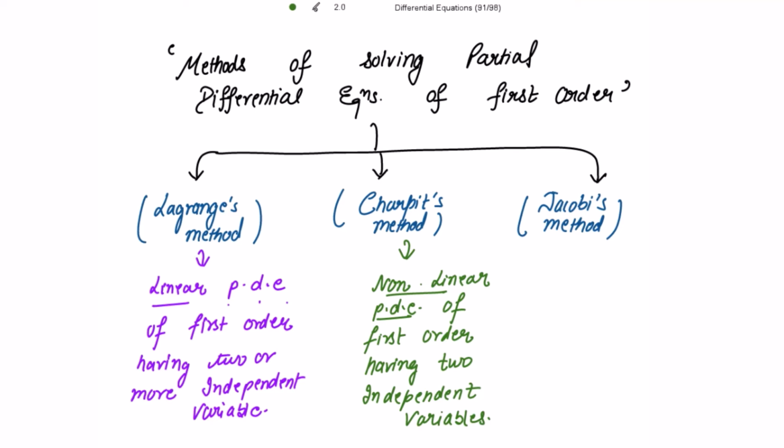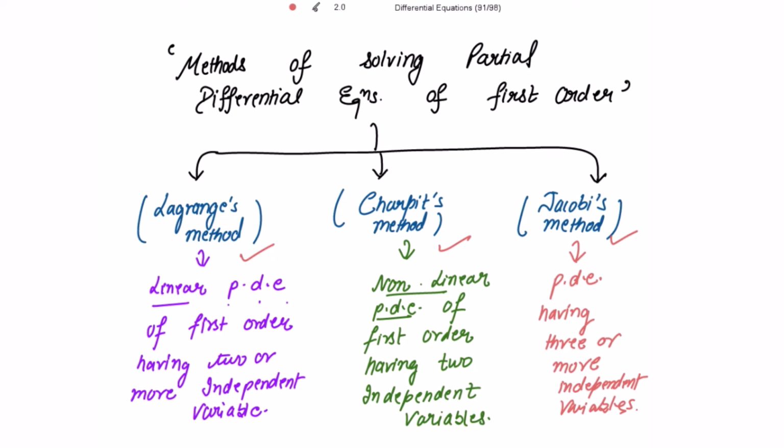Then is the Jacobi's method. It is used to solve the partial differential equations having three or more independent variables, right? So these are the three methods to solve the partial differential equations of first order, right? For linear partial differential equations, we use Lagrange's method. For non-linear partial differential equations, we use Charpit's method. And for the partial differential equations involving three or more independent variables, we use the Jacobi's method, right?